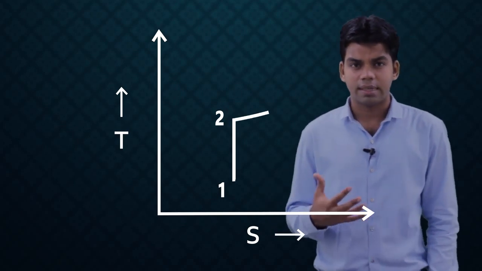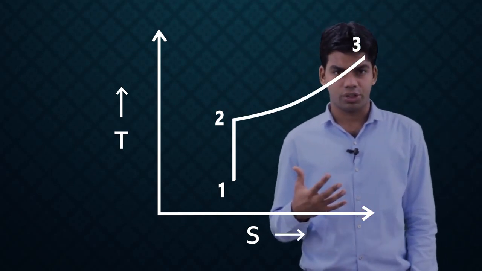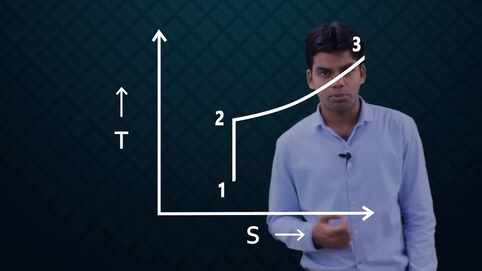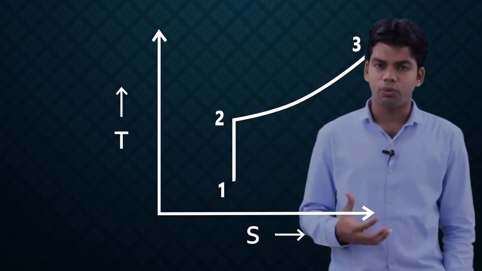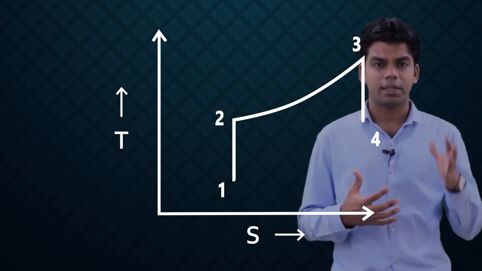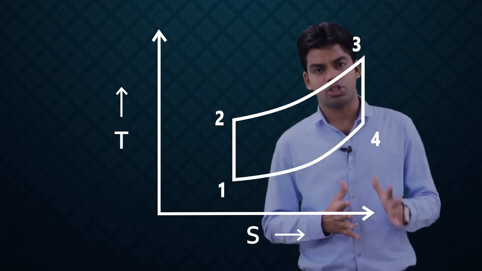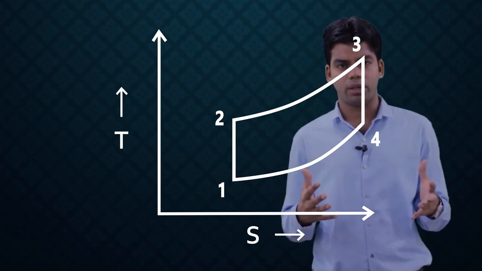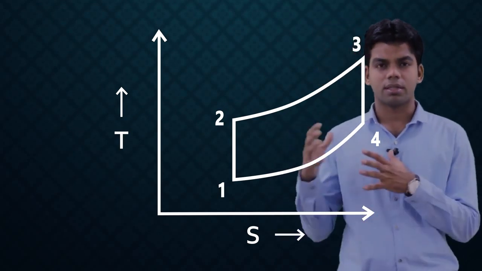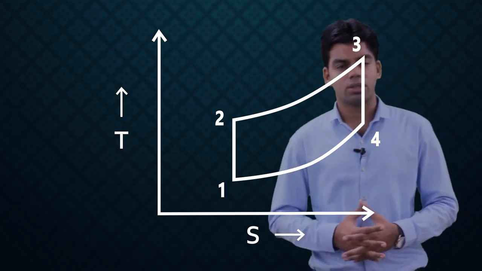Then 2 to 3 is a constant volume heat addition. So, we are having a constant volume process in 2 to 3. Then 3 to 4 again a reversible adiabatic, a vertical line, and then 4 to 1 is a constant volume heat rejection process, constant volume curve as we know in the TS diagram. Okay, so, these are the PV and TS diagram for this Otto cycle.